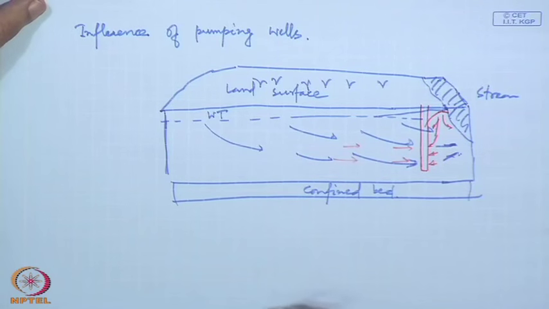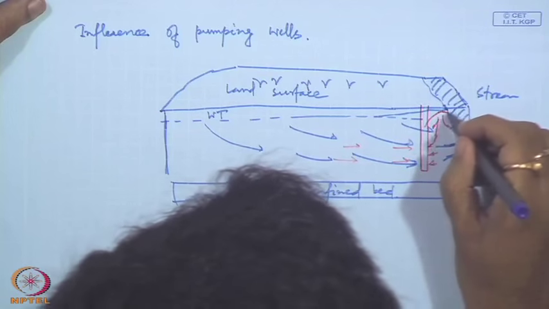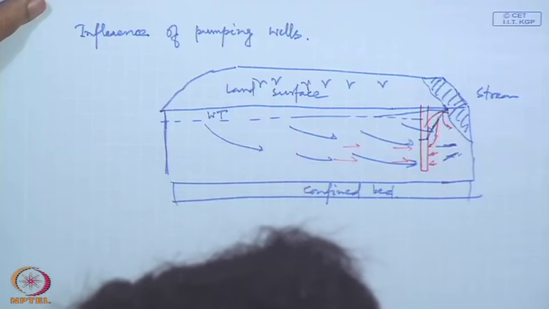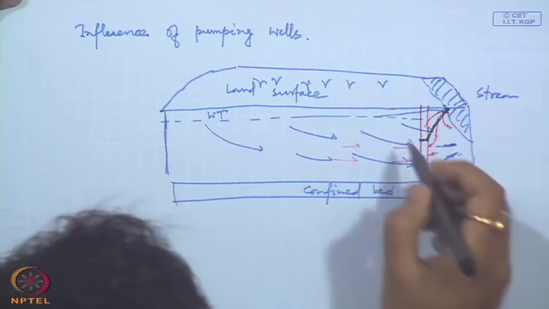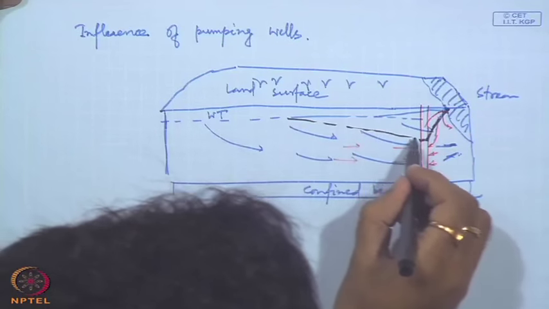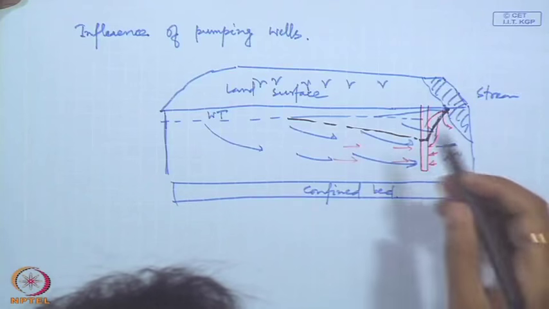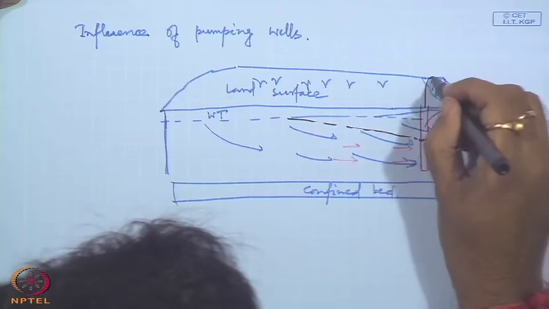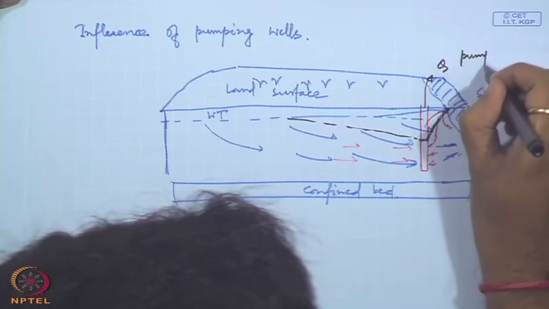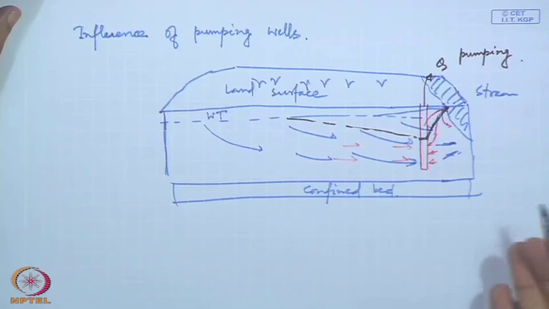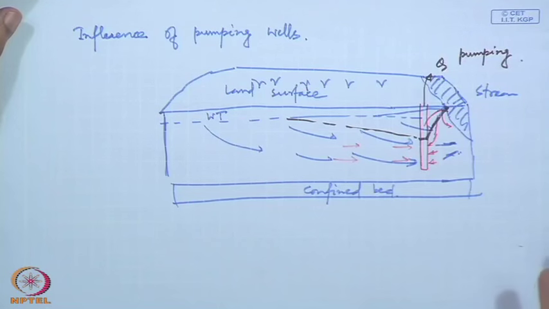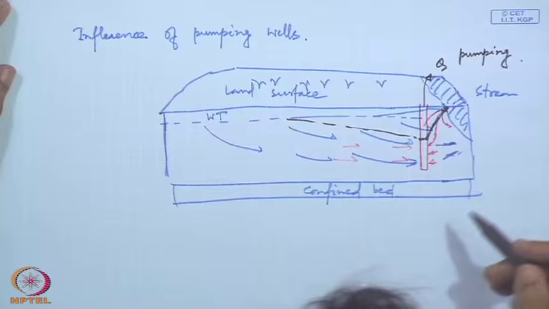But if we have some amount of heavy pumping, then it will be directly connected with the stream stage, and we will see a different water drawdown in the pumping well. This is pumping. So these are the effects of aquifer on the stream, and there is a reverse effect of the stream on aquifers. So amount of pumping also dictates the water divide.